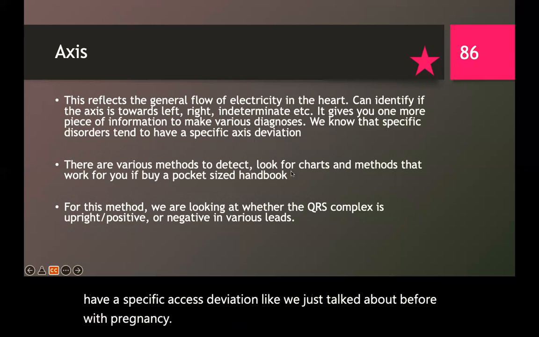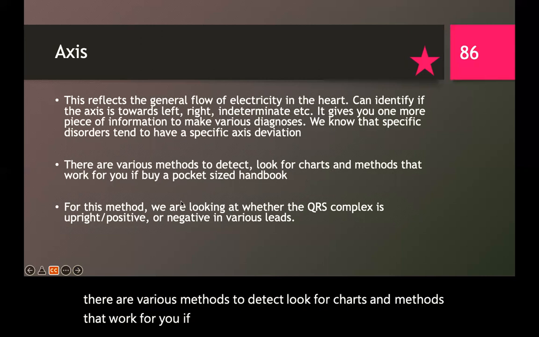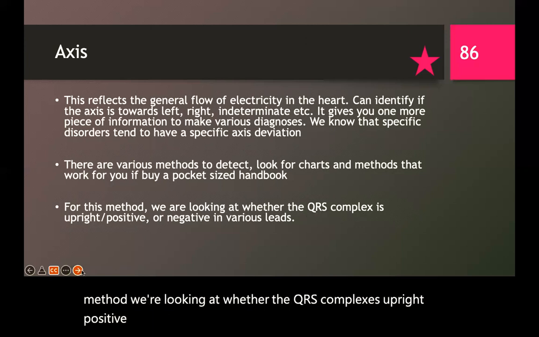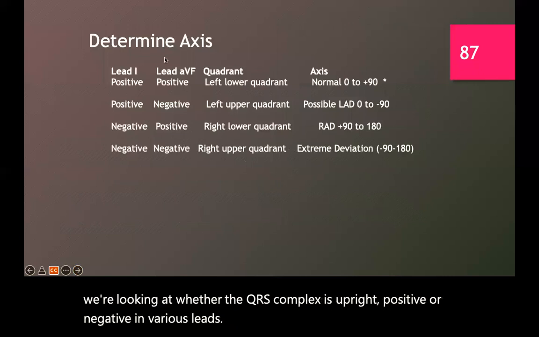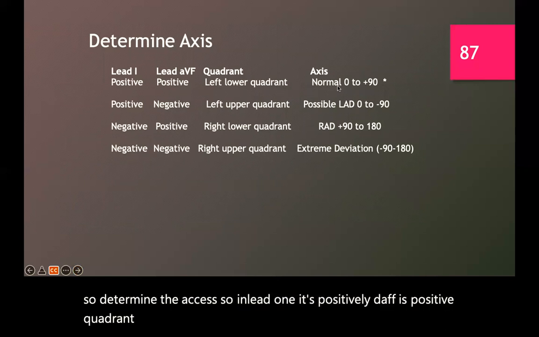There are various methods to detect it: look for charts, and methods that work for you, or buy a pocket-sized handbook. For this method, we're looking at whether the QRS complex is upright, positive, or negative in various leads. So to determine the axis, in lead 1 it's positive, lead aVF is positive, the quadrant is left lower quadrant, and its normal is 0 to 90, and so on.